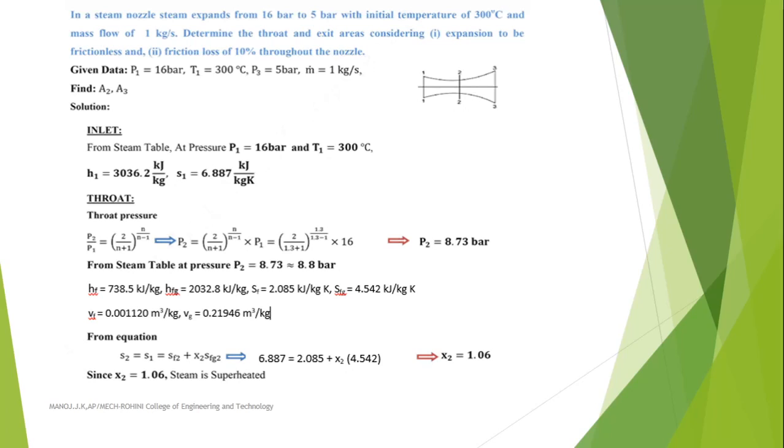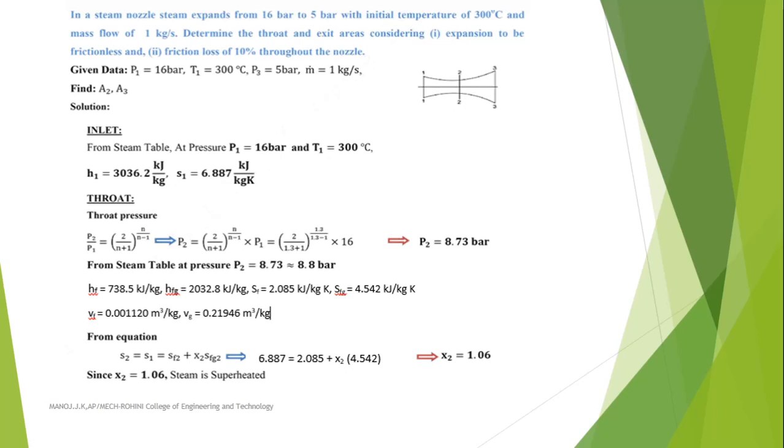P2 divided by P1 is equal to (2 by n plus 1) the whole power n divided by n minus 1. Here I am going to find the value of P2, the critical or throat pressure. Remaining all the values are known. P1 is 16 bar as given in the problem, and n is unknown. But n is equal to 1.135 for saturated steam and n is equal to 1.3 for superheated steam. Here the inlet condition of the steam is superheated, hence the n value is taken as 1.3.